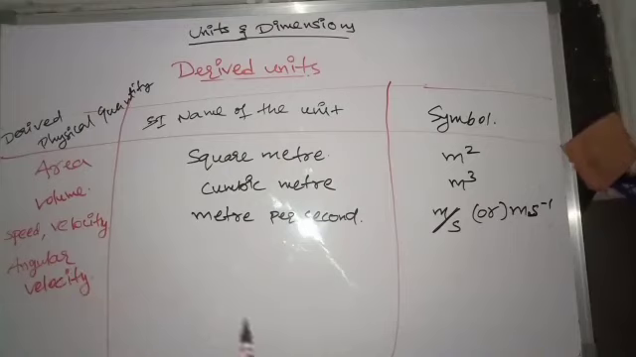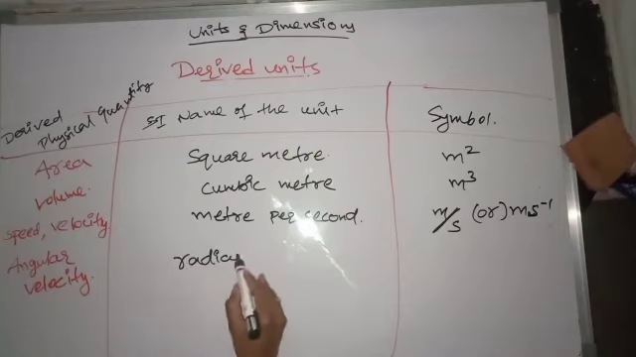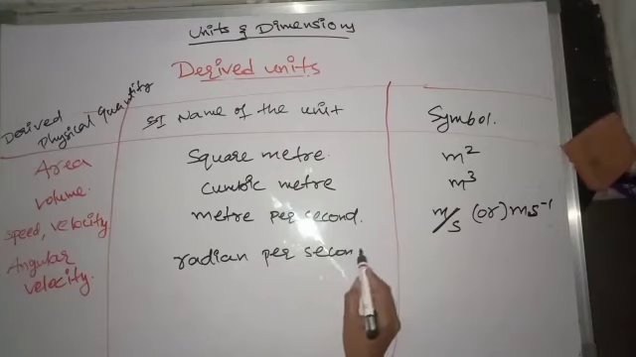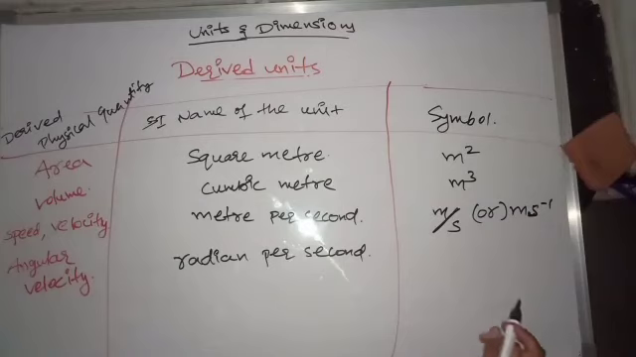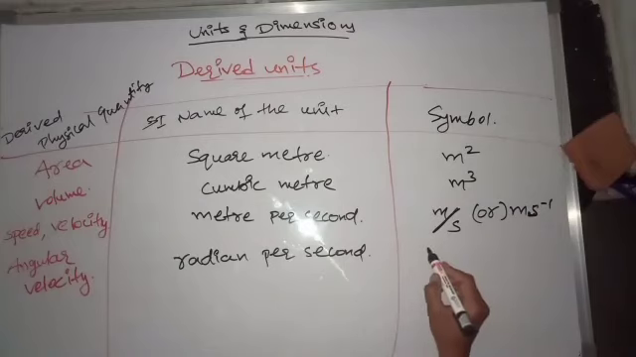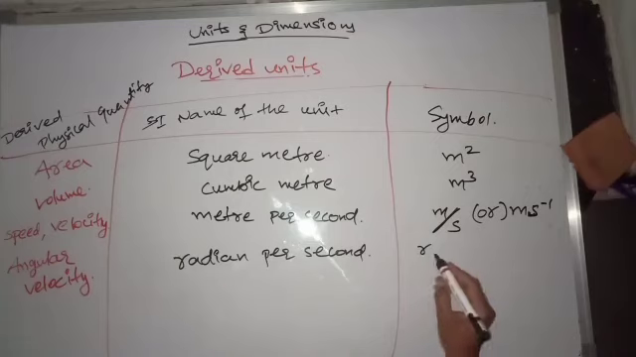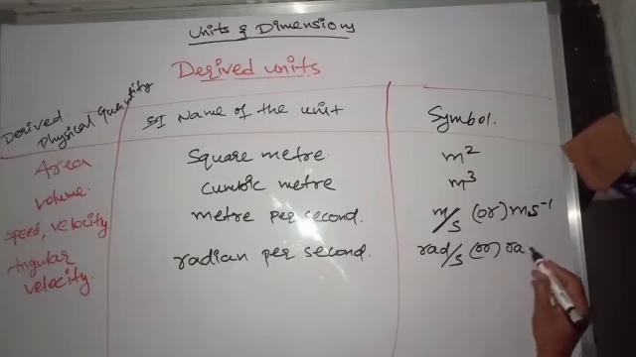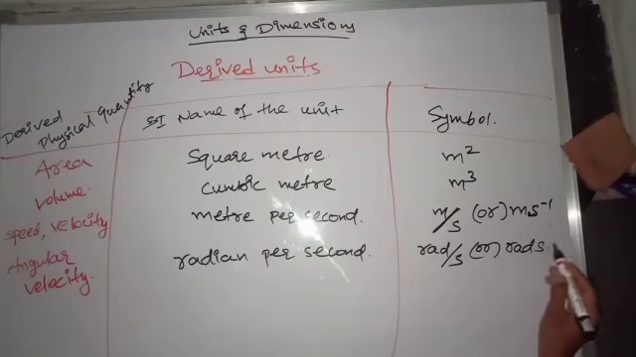Angular velocity is radian per second. What is radian? I will explain at the last minute of this video. The symbol for radian is rad, R-A-D, by second s, or can also be written as rad into s power minus 1.